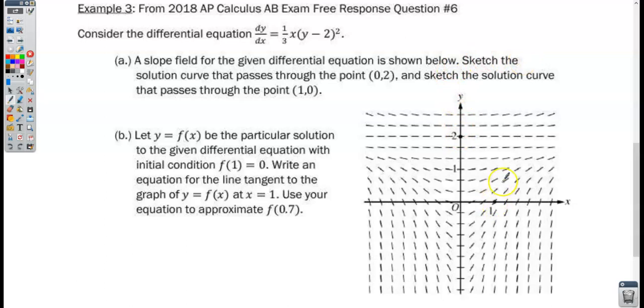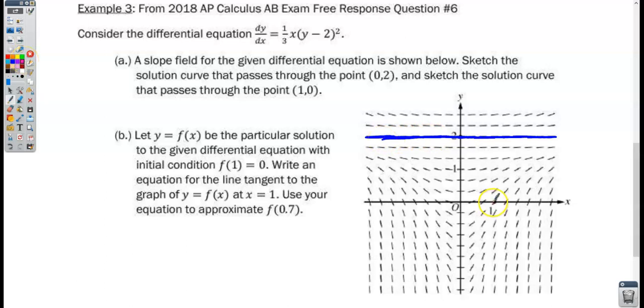Okay? So let's start with 0,2. The slope there is 0. And notice that all the slopes along this line are 0, so this solution curve will never get off of this line. And so, boom, there is our solution curve that passes through the point 0,2.